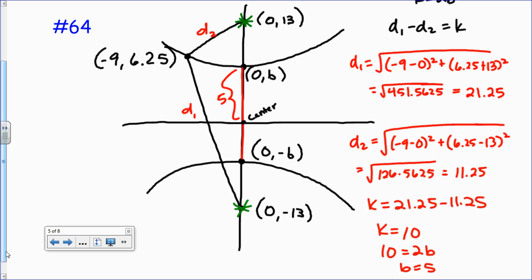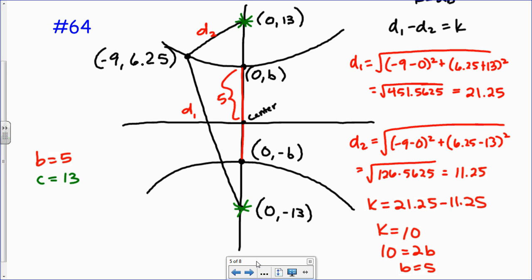I want the dimensions of the rectangle. So I need to know my horizontal distance. I need to know A, because that's the definition of the hyperbola, d1 minus d2. So I need to find A. I know that B is 5, and I also have C. What is C? 13. So I can use that foci equation, a squared plus b squared equals c squared, to find A.